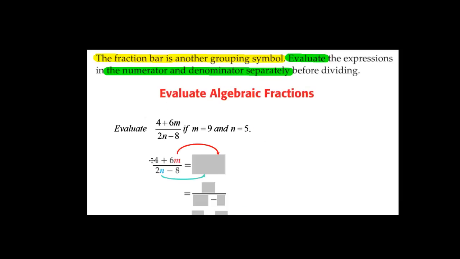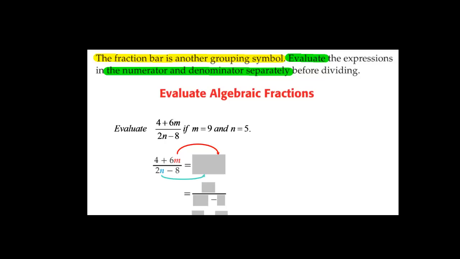Okay, another grouping symbol that you're going to see very often is the fraction bar. This fraction bar right here tells us that the stuff in the numerator and the stuff in the denominator get evaluated separately. Before we do our division, we have to evaluate these multiplications and additions and subtractions first before we do that actual division. So let's move ahead with this example.